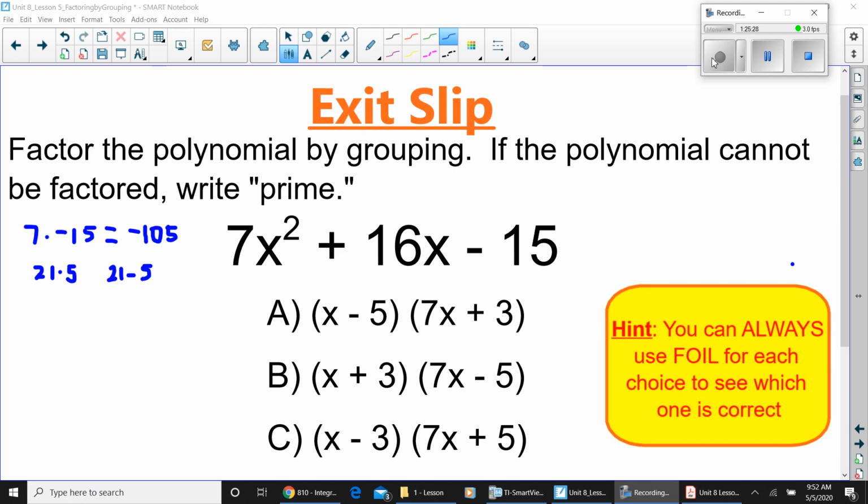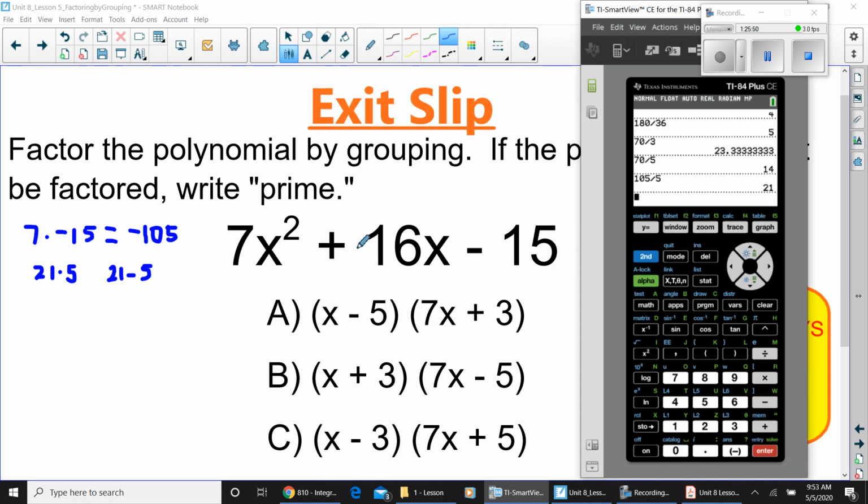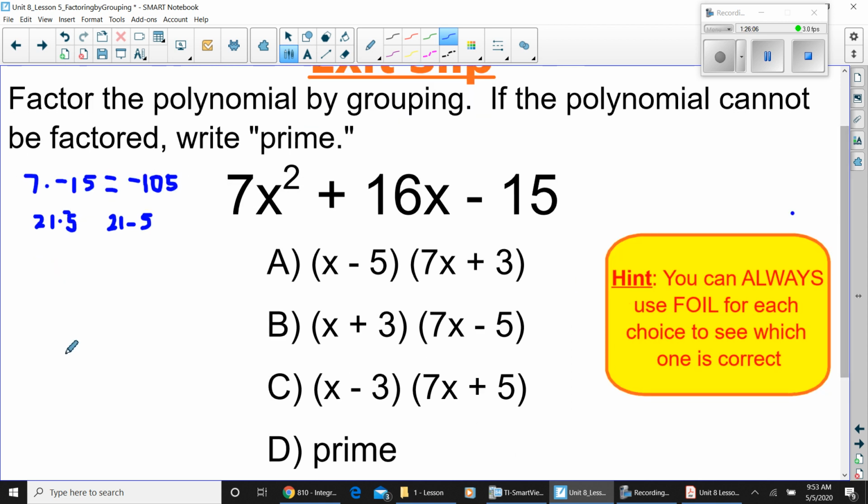So I got completely lucky with this one. I was like, oh no, another weird number. 7 times negative 15 is negative 105. The first thing I did was bring up my calculator, and I did 105 divided by 5. 5 goes into it, and I just wanted to see if those two numbers, 21 and 5, could make 16, and it can. 21 minus 5 can make 16, and also 21 times negative 5 can make negative 105. So those are my factors that I'm going with.